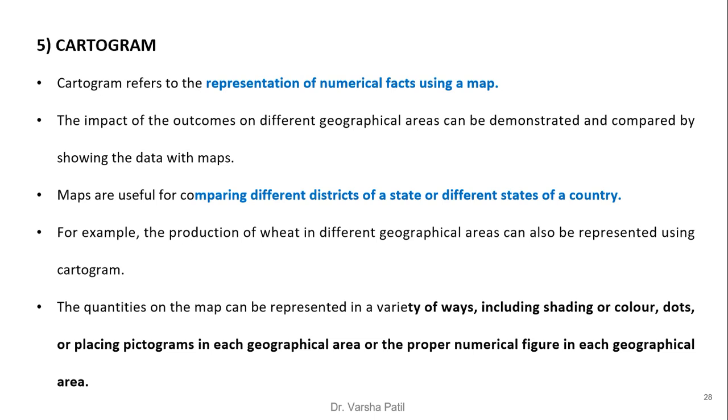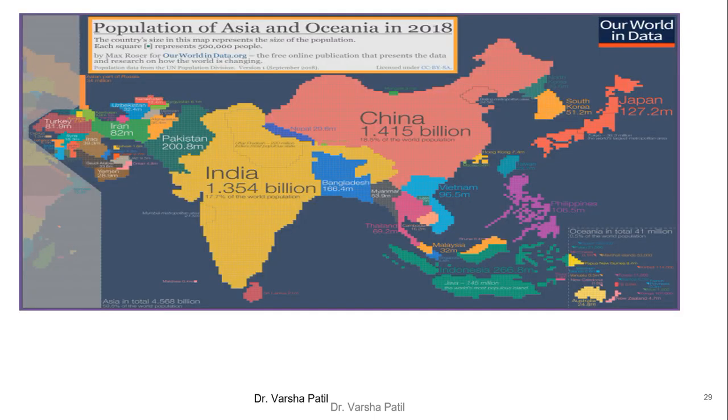The quantities on the map can be represented in a variety of ways, including shading, color, dots, or placing a pictogram in each geographical area, or the proper numerical figure in each geographical area. Now here, this is one example of a cartogram. Here we can see different countries and their population represented by numbers, so we can get the idea of different countries with their particular population.